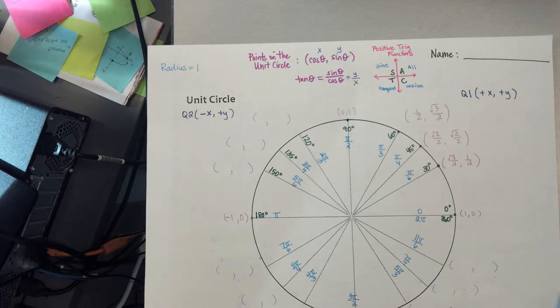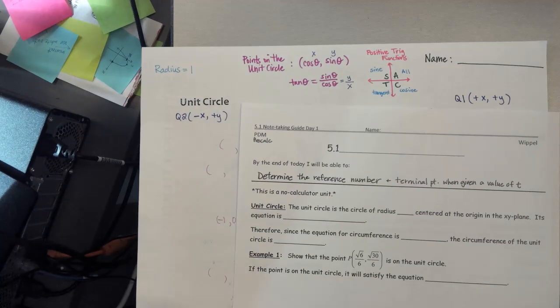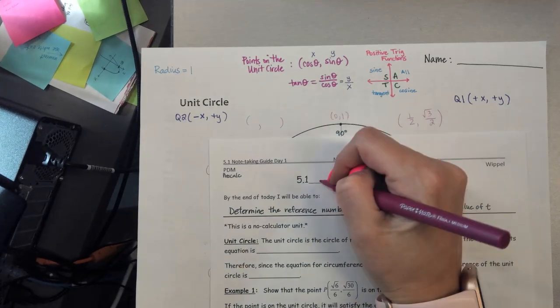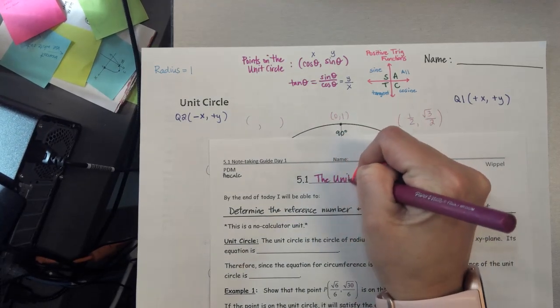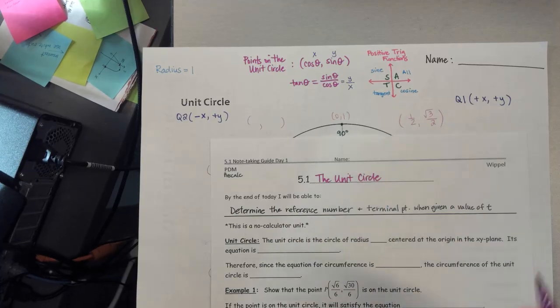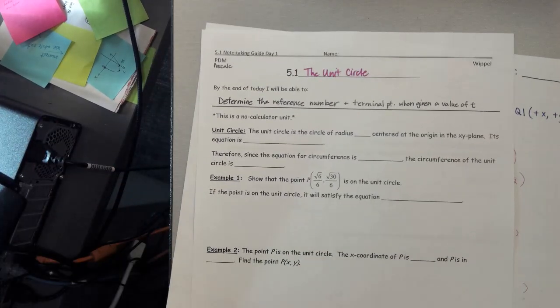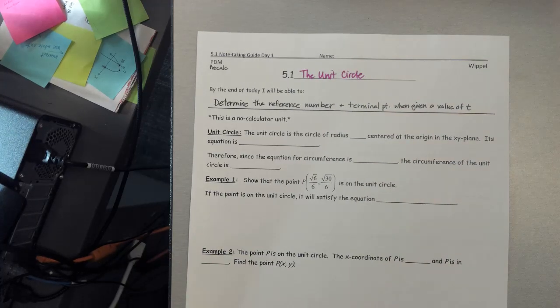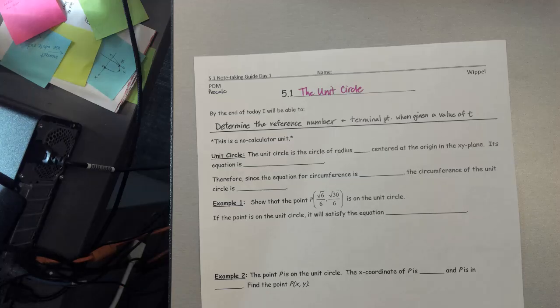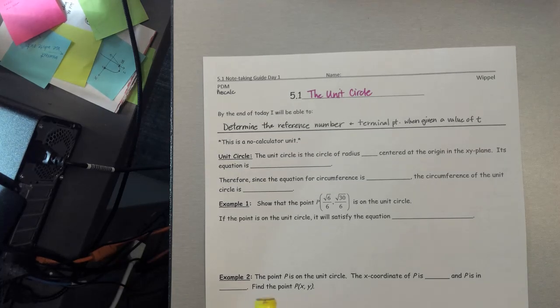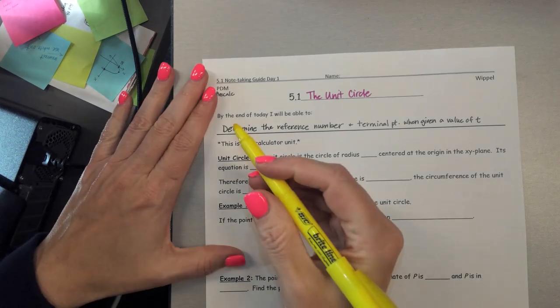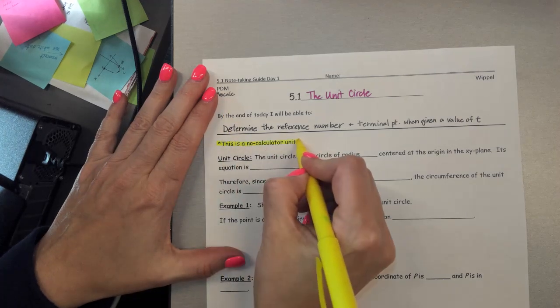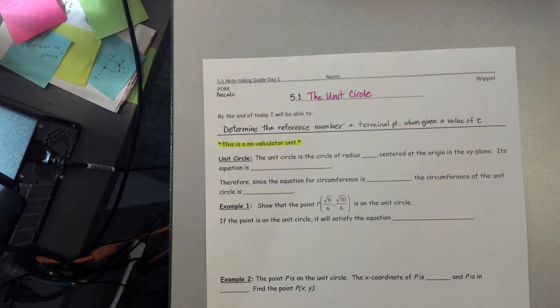Okay, so in 5.1, the title is the unit circle. Okay, so we just made our unit circle. We're going to talk a little bit about some of these relationships. We're going to determine a reference number and a terminal point when given a value of t. That's actually what we're going to focus on in the next part. And again, this is a no calculator unit.